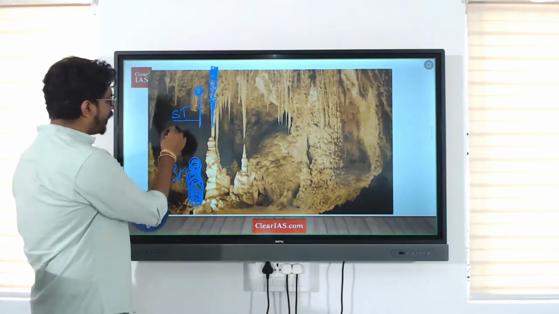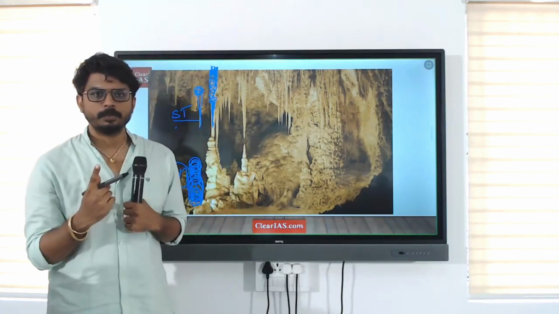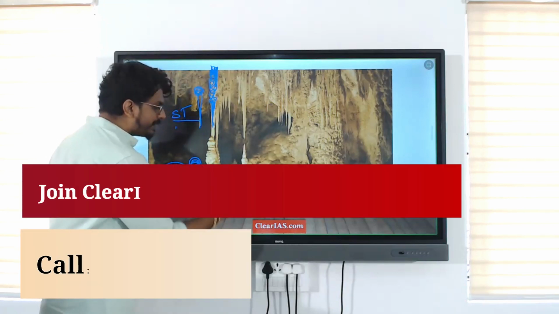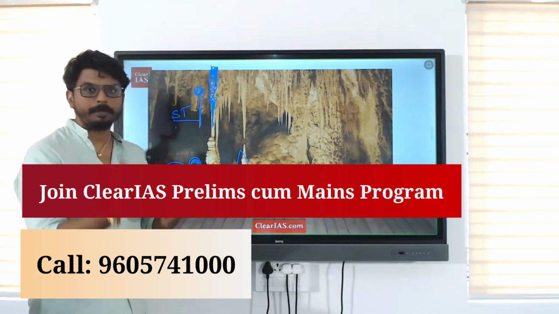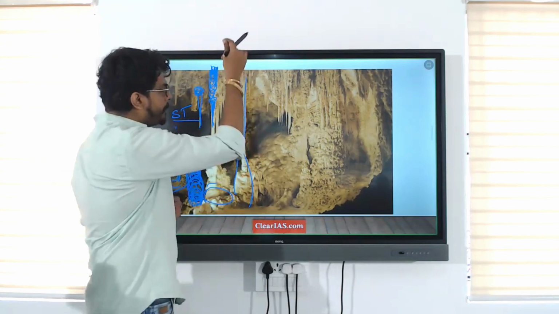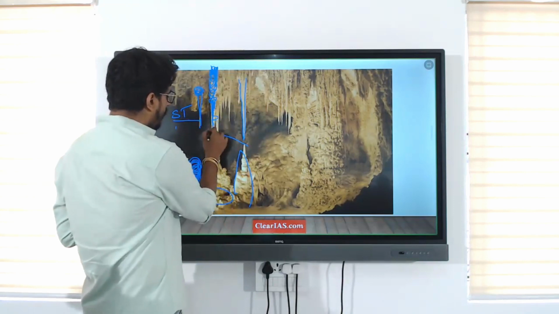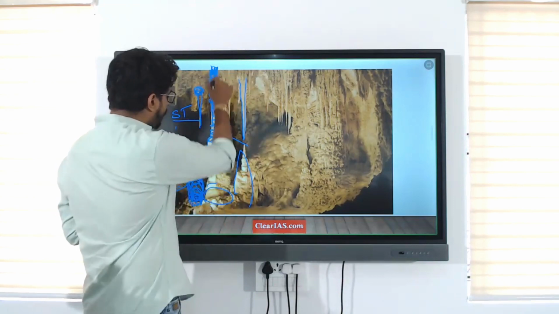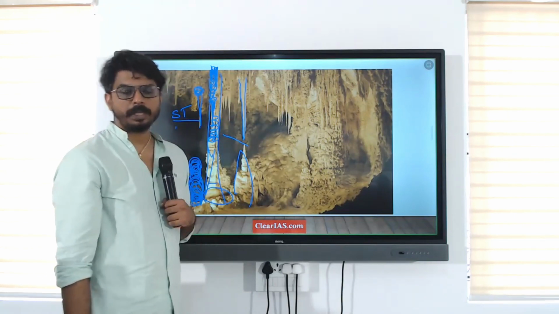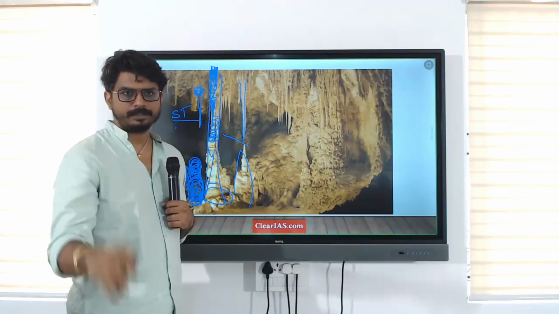Now, which one, stalactite or stalagmite, will be fatter like me? And which one would be slimmer like you? Stalagmite would be fatter and less in height, because it is forming from the bottom. And this is forming from the top, so this would be slender and long. And at one point of time, they will come and meet each other, forming cave pillars. Okay? So, depositional features: stalactites, stalagmites, cave pillars.